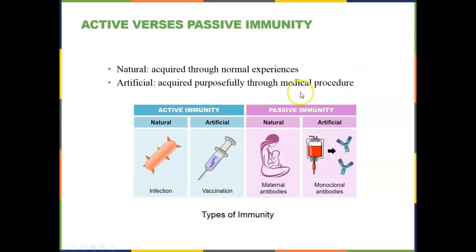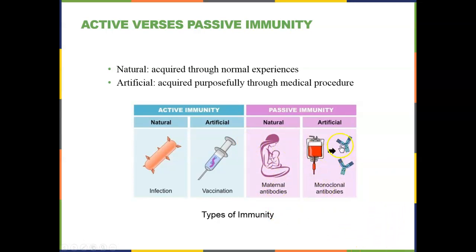Passive immunity is something where we pass antibodies on that protect for a short period of time. Natural passive immunity would be like breastfeeding a child and the baby is getting mom's antibodies. Those antibodies are only going to stay in the baby's system for a week or so, and then they're going to eventually break down. So it's a passive immunity that lasts for a short period of time.